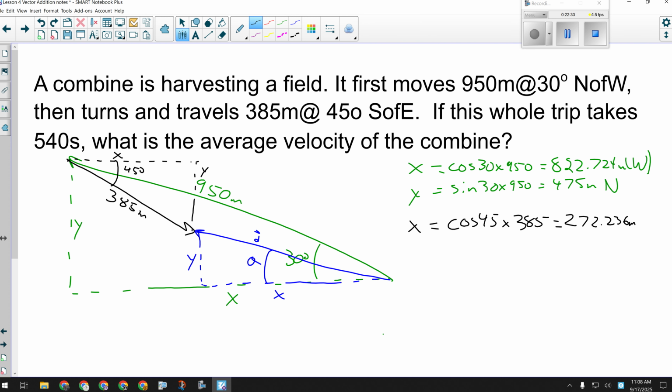Okay, meters, and that is east. And then for y, we don't have to write this one. Sine of 45 times 385. So we have to write it, but we don't have to do it, because it's the same number, 272.236, but this time it's meters south. So everything backtracks. My x components are east and west. My y components are north and south. So I have to keep that in mind when I'm looking for blue x and blue y.